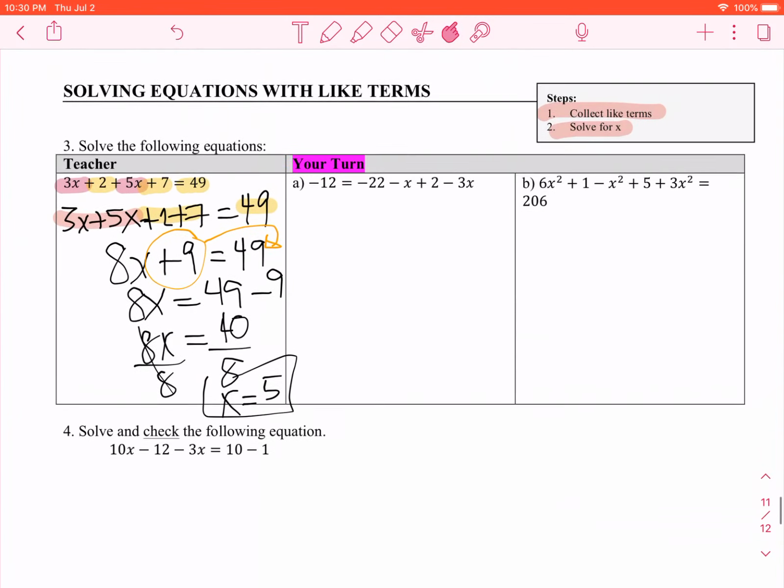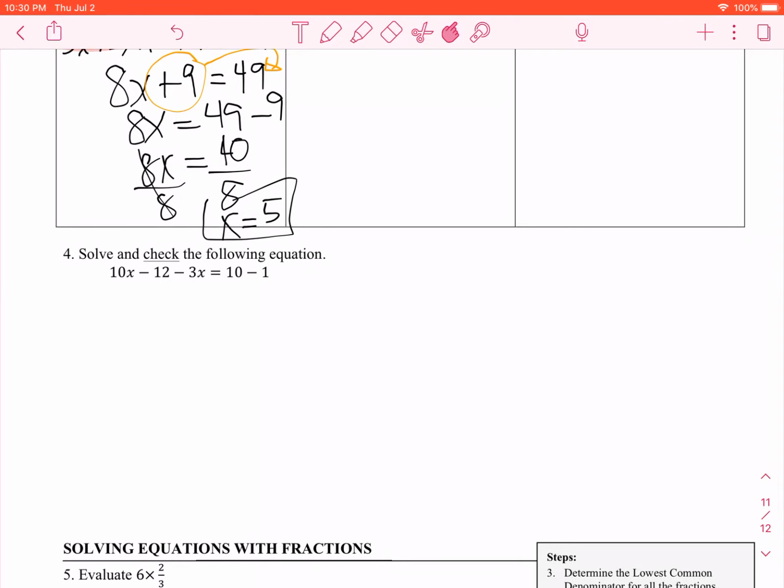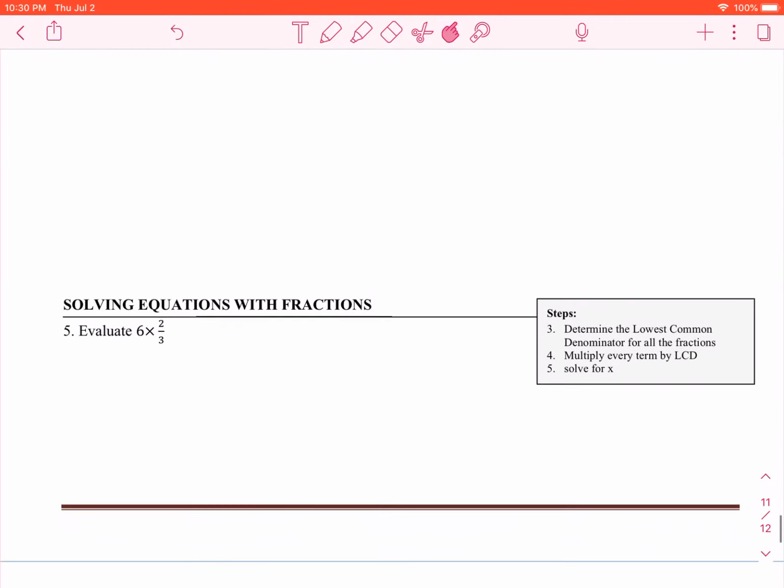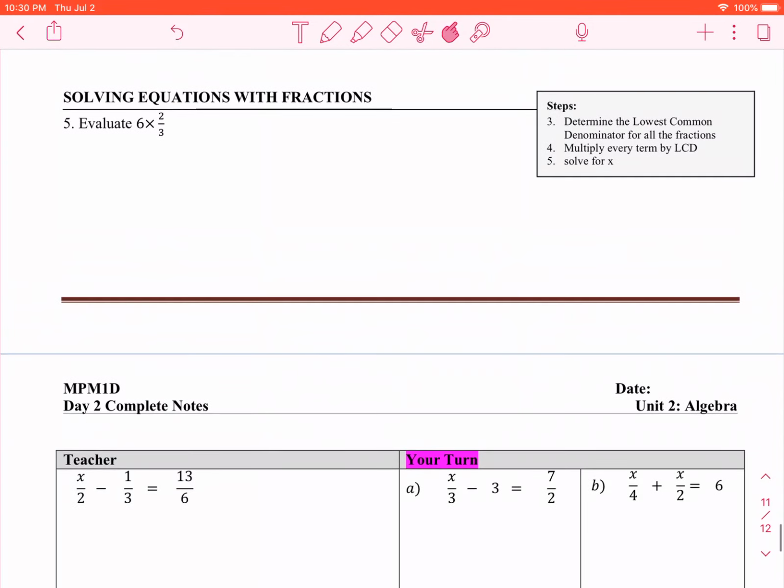All right. So same with this one. You can do this one, solve and check the following equation. I'll get you guys to give that a try to see if you can do your left side, right side check. Okay. So that took care of solving equations with like terms. We're going to do the one with fractions.